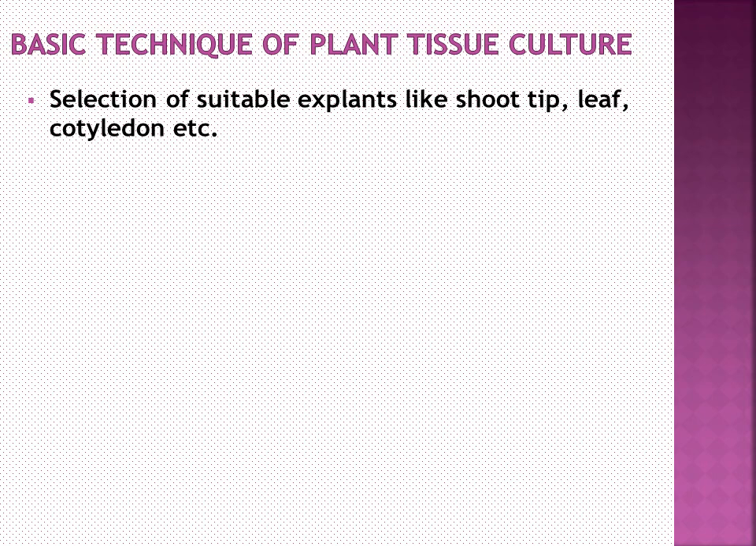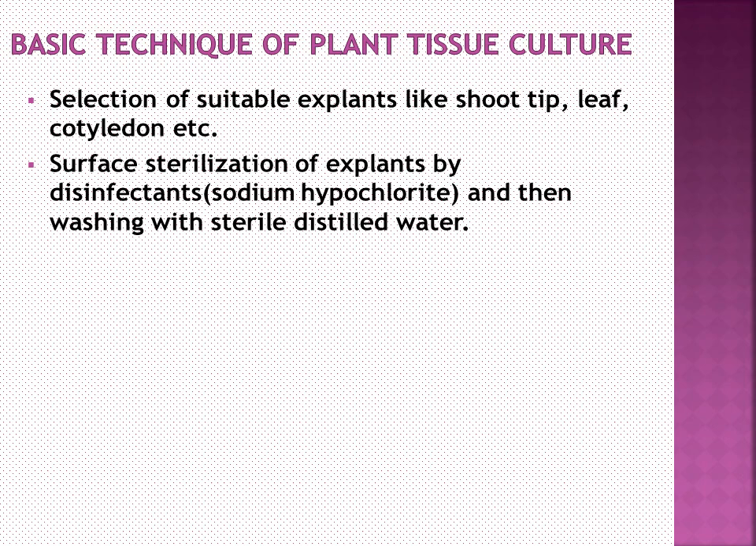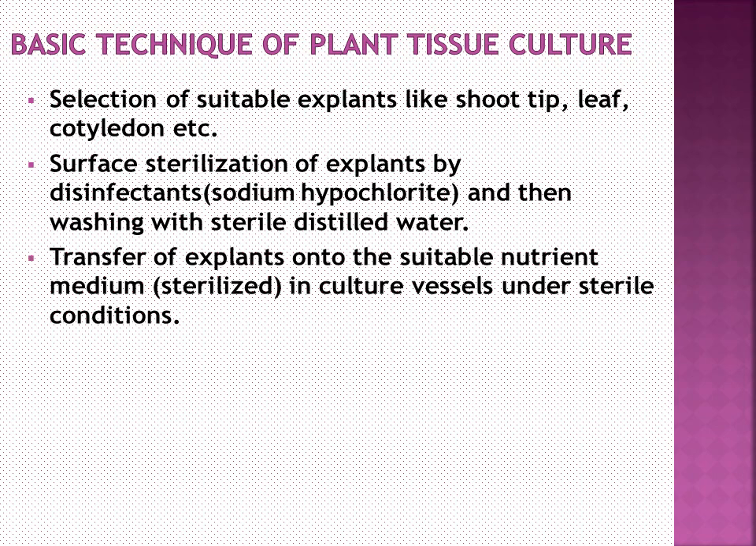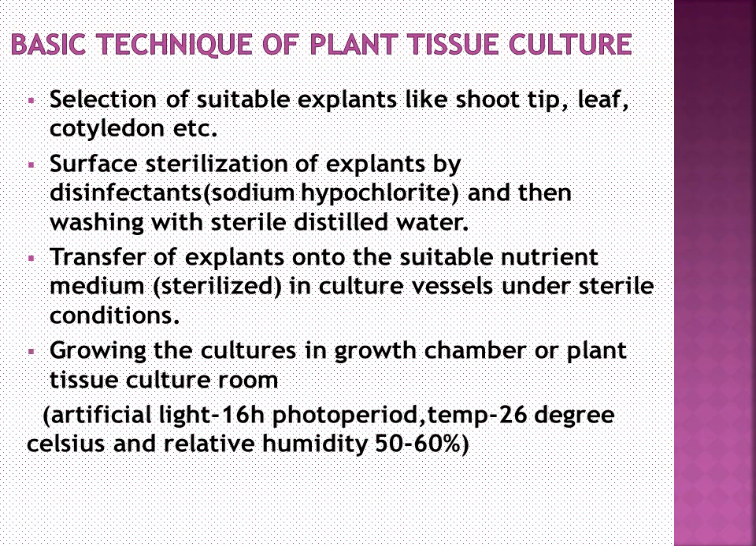First step is the selection of suitable explants like shoot tip, leaf, cotyledon, etc. Once the explant is chosen, surface sterilization of explants is done by using disinfectants like sodium hypochlorite, and later it is washed with sterile distilled water. Surface sterilized explants are transferred onto the suitable nutrient medium, which is also sterilized by autoclaving, in the culture vessels under sterile conditions. Usually this transfer is done in a laminar flow hood in the tissue culture laboratory.